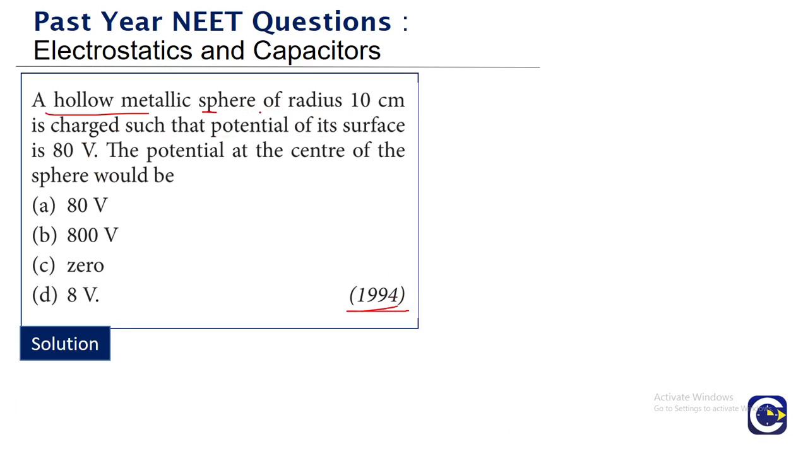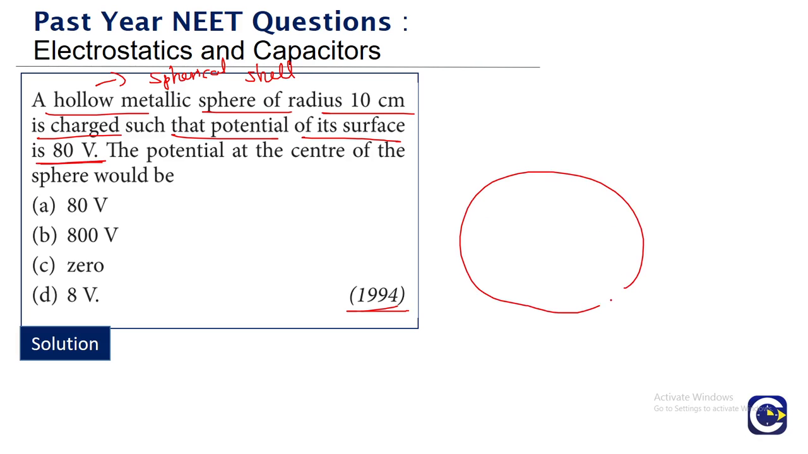A hollow metallic sphere. Hollow sphere means what? It is a spherical shell of radius 10 centimeter, charged such that the potential of its surface is 80 volt. Means we have a hollow metallic shell. Okay, so it is charged. Now hollow means what? Whatever charge we give, it will be on the surface.